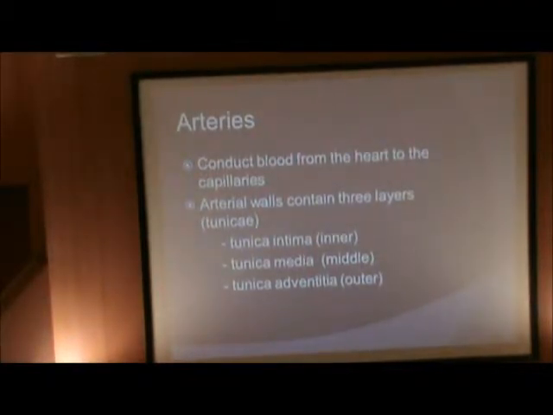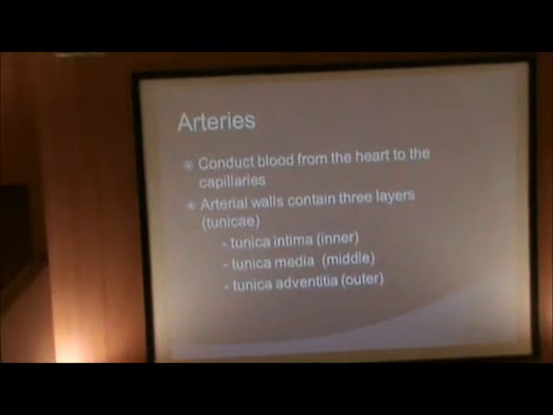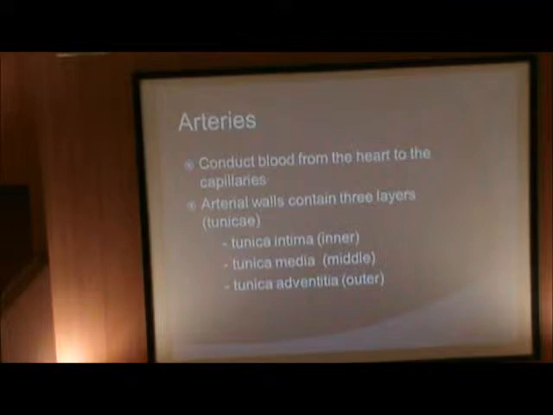The next type of blood vessels, they are arteries that conduct blood from the heart to the capillaries. Arteries and veins have typical structure of the wall because the wall is composed of 3 layers called also tunica. This is tunica intima, innermost layer. Tunica media, this is the middle part of the wall, and tunica adventitia, this is outermost layer of blood vessel.